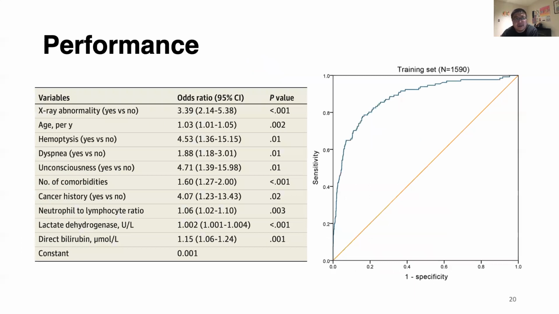And this is the performance. Based on the internal bootstrap validation, the mean AUC on this data can achieve around 0.88. They also evaluated the performance of this risk calculator on an independent validation cohort, which is also around 0.88.